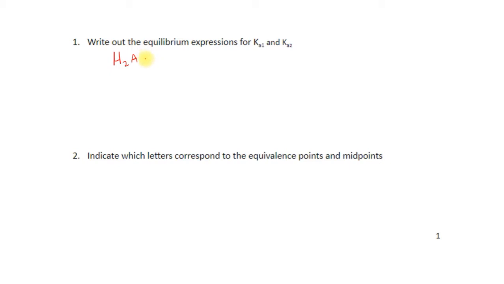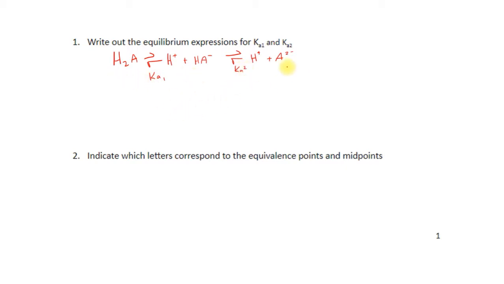The first Ka is going to be when we lose H+, and we do this one at a time. So we lose 1 H+ initially. This will be Ka1 in the forward direction, and then Ka2 would be if we lose the second one. So that would leave us with A2-. So that's what's happening at Ka2.